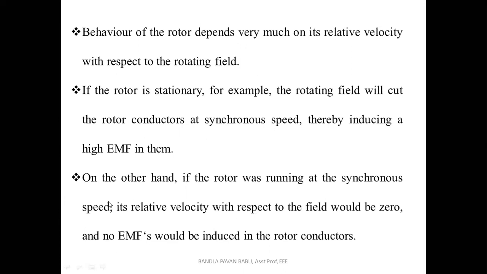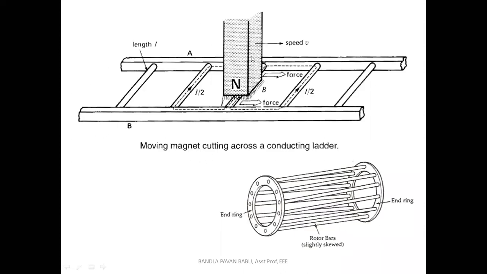On the other hand, if the rotor is running at synchronous speed, that means the rotating magnetic field is running at synchronous speed and the rotor is also running, its relative velocity with respect to the field would be zero, and no EMF would be induced in the rotor conductors. What does this point represent? If these two move at the same instant, there will not be any EMF induced, because there is no linkage of any varying magnetic field in the rotor. So there will be no induced EMF.